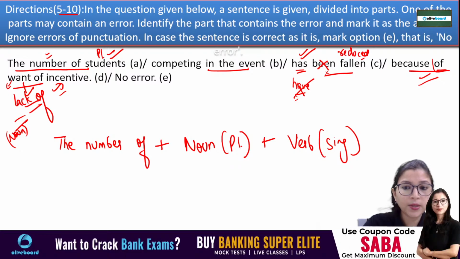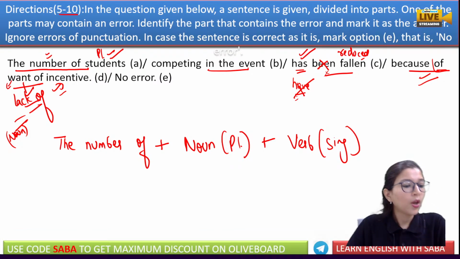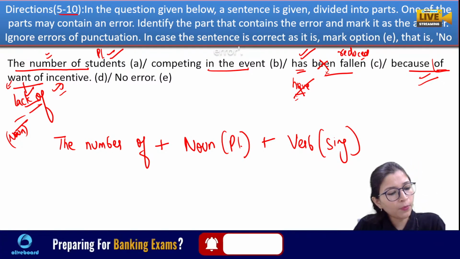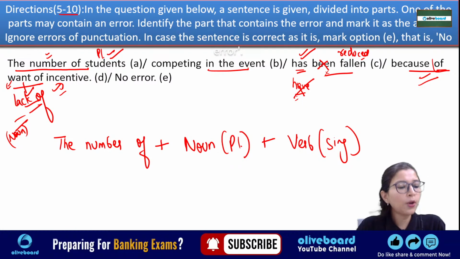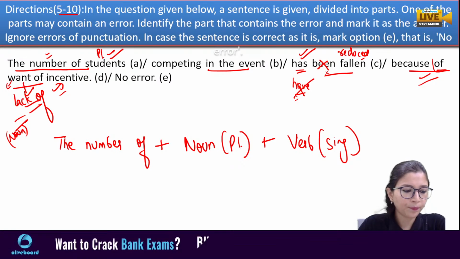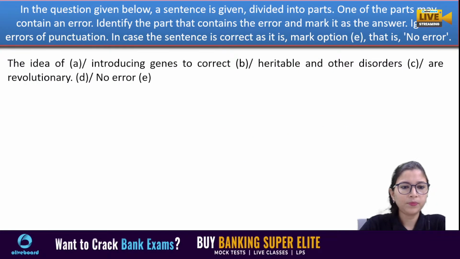Simple. Next. Someone was saying it should be has been falling. Has been falling we will use when we have since or for plus time. So here there is no since or for plus time given, so we can't use has been falling. Okay. Next.